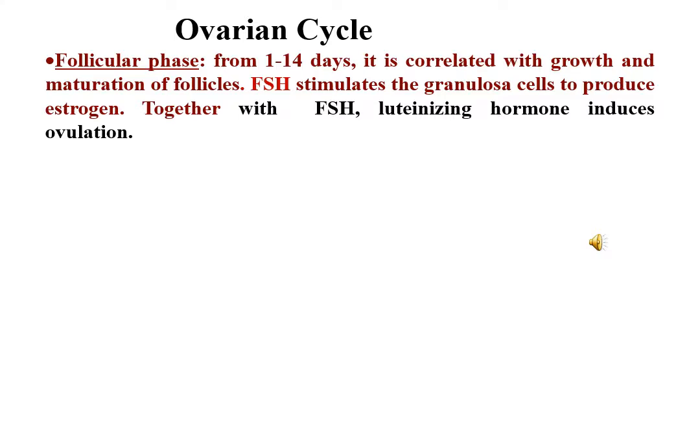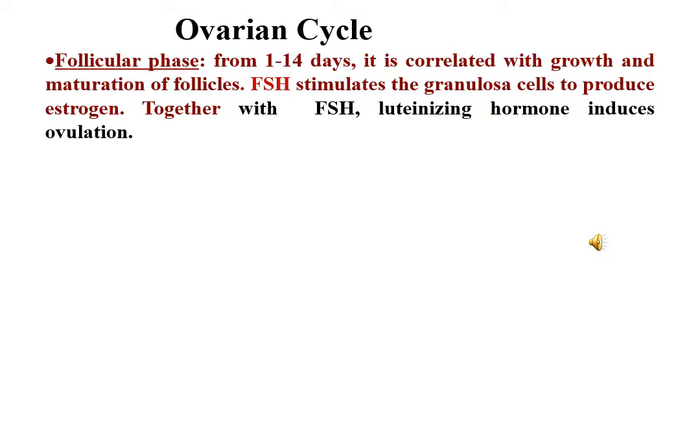Ovarian cycle. The ovaries undergo a continuous sequence of changes at puberty, regulated by gonadotrophic hormones of the anterior pituitary. Follicular phase. From day 1 to day 14, it is correlated with the growth and maturation of follicles. Follicle-stimulating hormone stimulates the granulosa cells to produce estrogen. Together with follicle-stimulating hormone, luteinizing hormone induces ovulation.